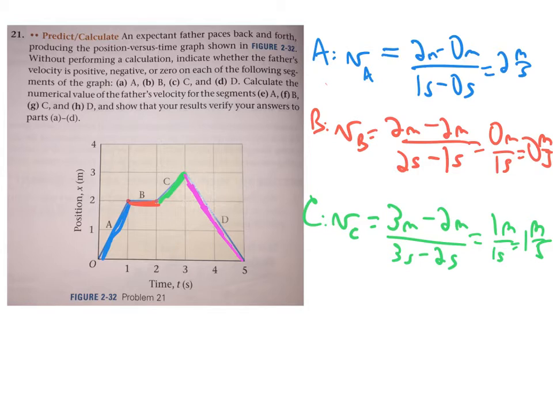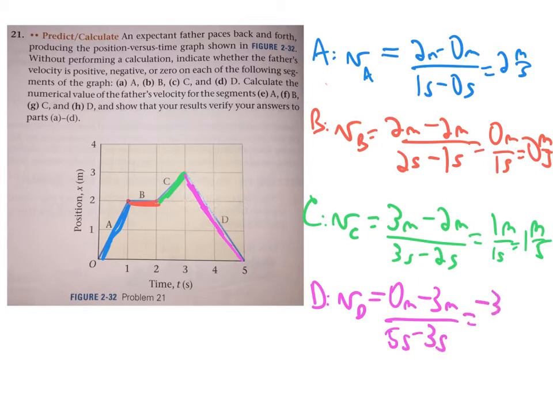And then finally, in part D, it ends at 0 meters. I guess I should say it, the father ends at 0 meters and starts at 3 meters. But the clock ends at 5 seconds and starts at 3 seconds. So this is minus 3 meters over 2 seconds, or minus 1.5 meters per second.